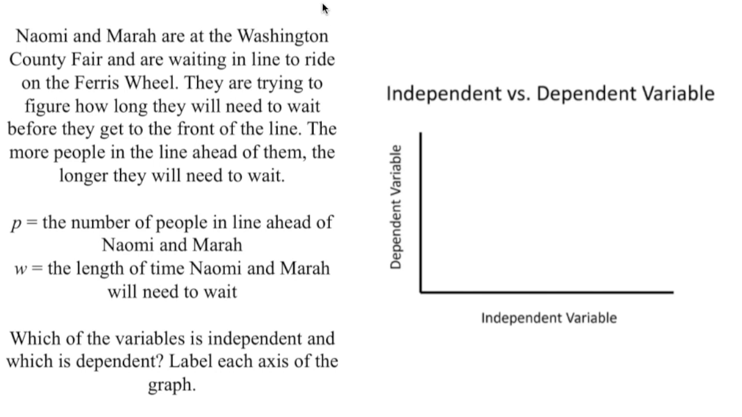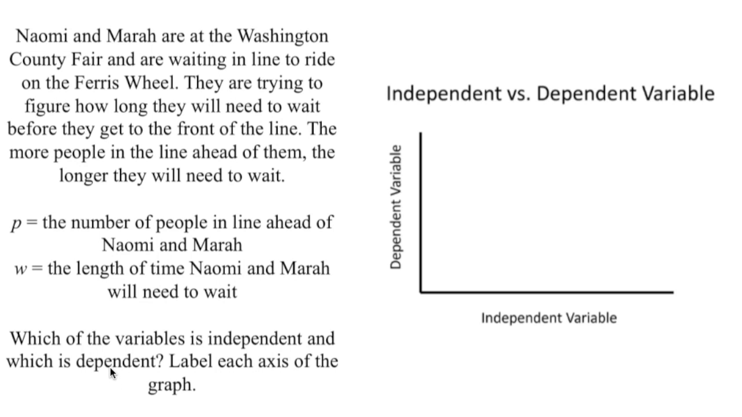All right, so let's take a look at this problem here. It says Naomi and Mara are at the Washington County Fair and are waiting in line to ride on the Ferris wheel. They're trying to figure out how long they'll need to wait before they get to the front of the line. The more people in the line ahead of them, the longer they will need to wait. Okay, I'm sure you've been to a fair before where there's a long line for a ride and it's a long wait. Well, P is going to be the number of people in line ahead of Naomi and Mara, and W is the length of time Naomi and Mara will need to wait. So the question is, which of the variables is independent and which is dependent?